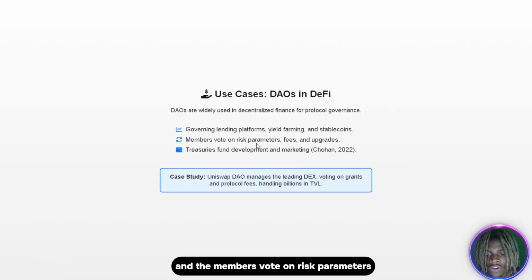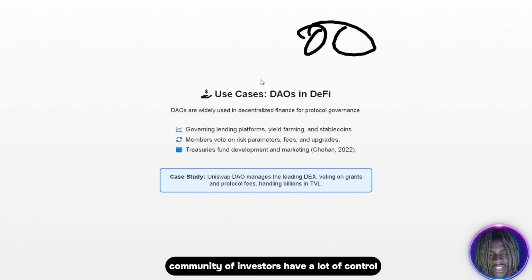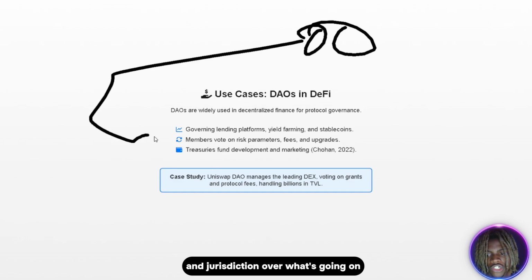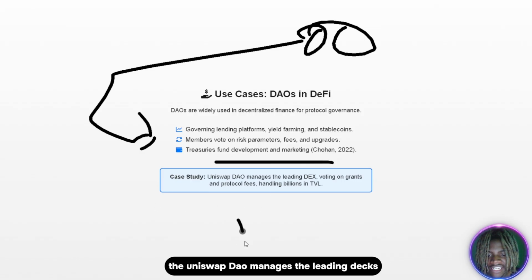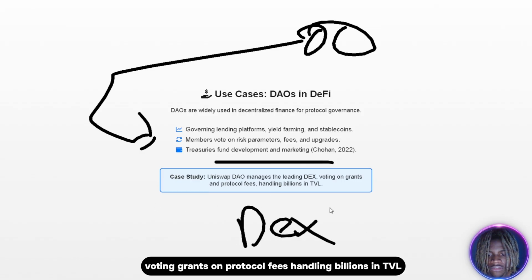And the members vote on risk parameters, fees, and upgrades. Once again, it's more of a community thing. Community of investors have a lot of control and jurisdiction over what's going on. And treasuries fund development and marketing. The Uniswap DAO manages the leading DEX, voting grants on protocol fees, handling billions in TVL.